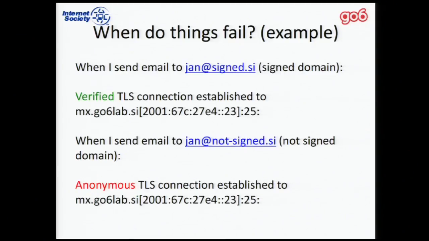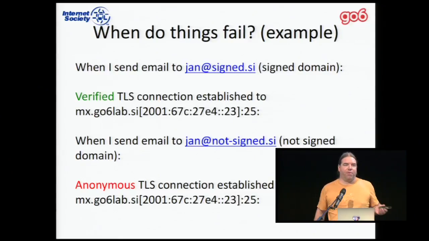So, of course, when I send the email to jan@signed.si, verified TLS connection, DANE works. But when I send email to jan@notsigned, the DANE process did not even start to verify. Why? Because it got the MX record from the domain that is not signed, and it said, I don't believe this. So the DANE process actually exited, but the mail server delivered that email anyway.